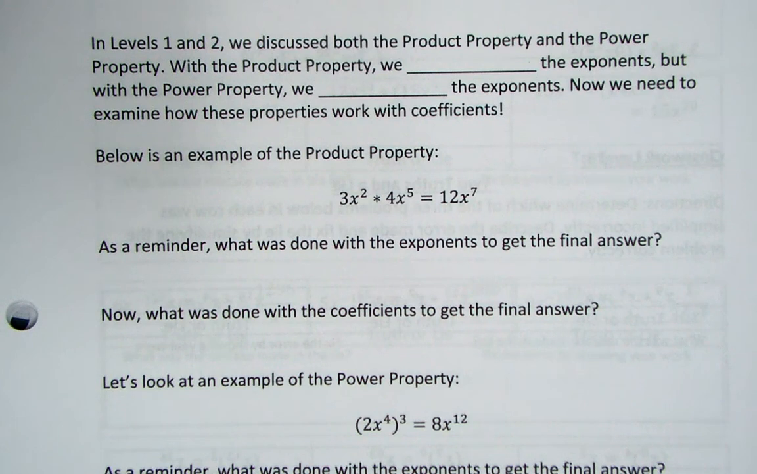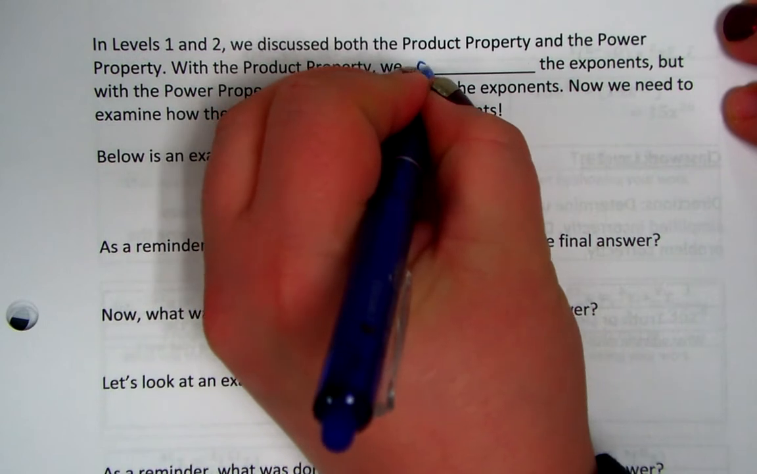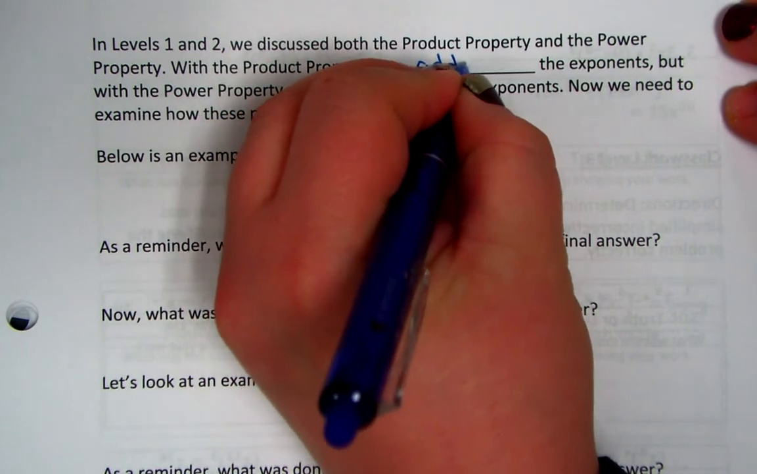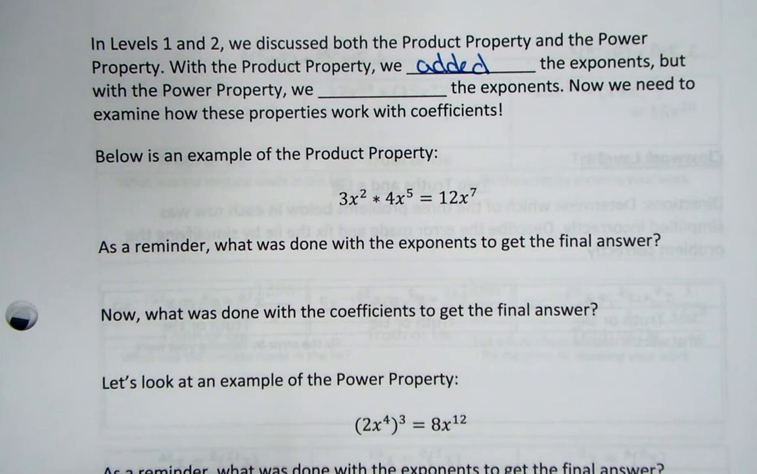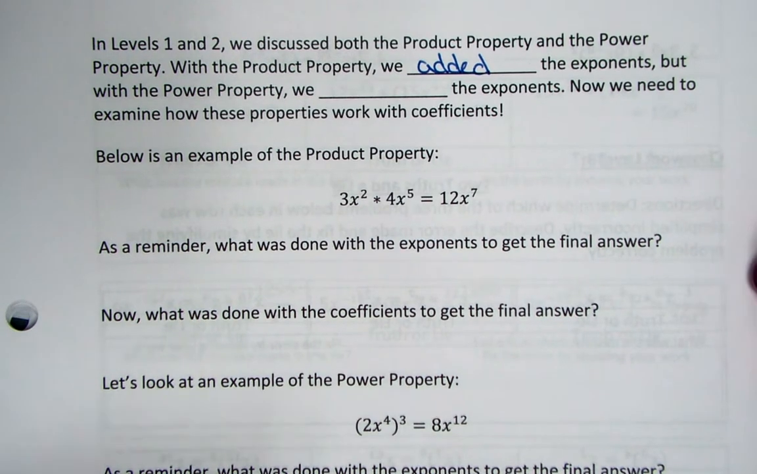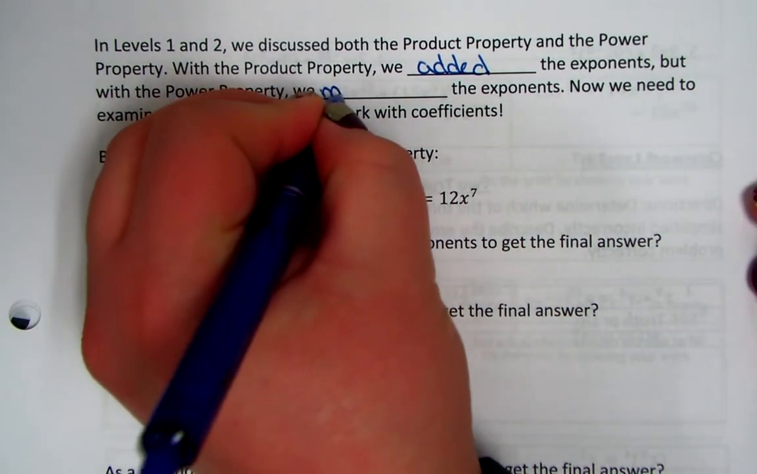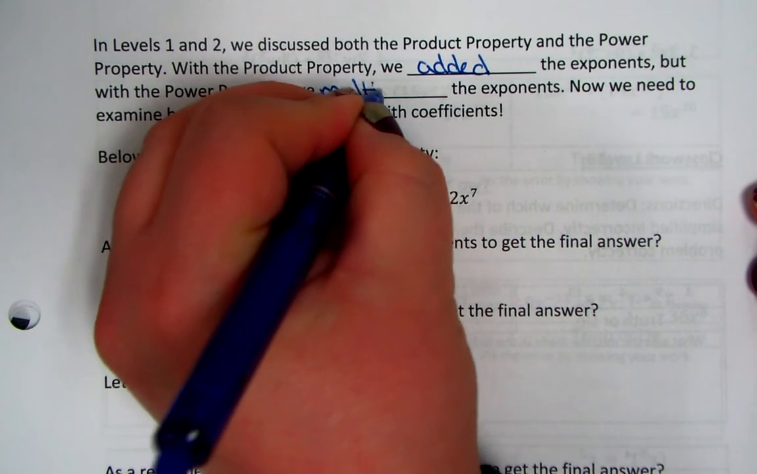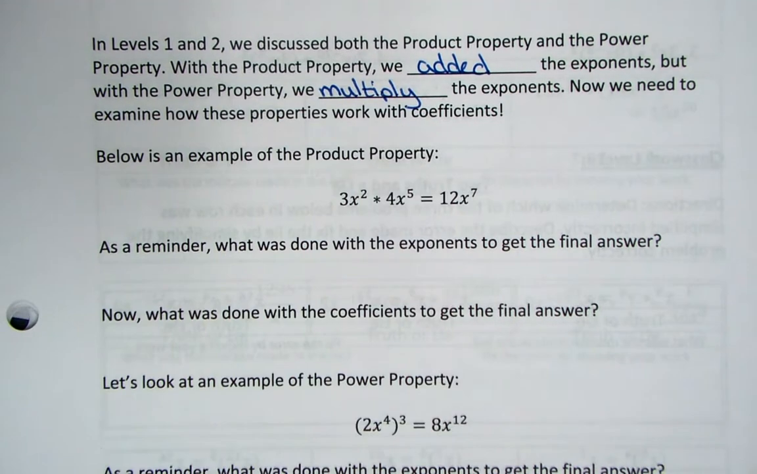In levels 1 and 2, we talked about the product property and we talked about the power property. In the product property, we had to add the exponents. But within the power property, we had to multiply those exponents. Now we did those in isolation, so it was either the product property or it was the power property.